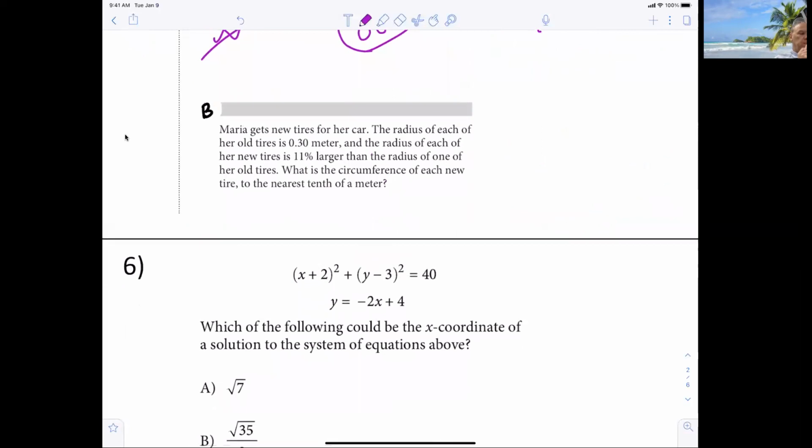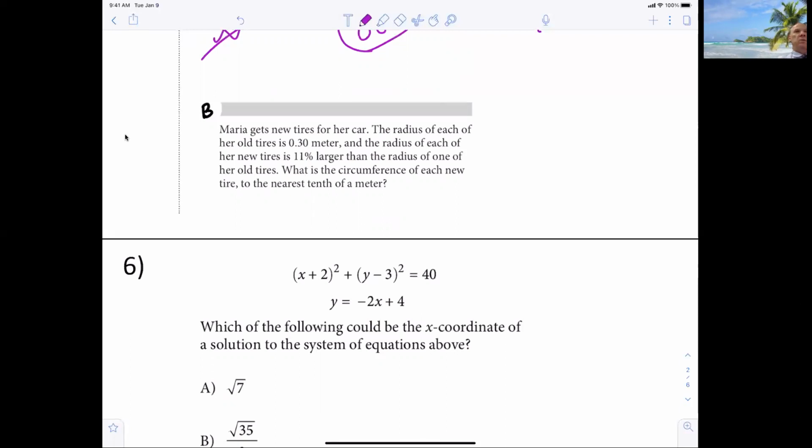So next, Maria gets new tires. The radius of each of her old tires is 0.3. The radius of each of her new tires is 11% longer than the radius of one of her old tires. What is the circumference of each new tire? Come on now. Some of you said I couldn't do A, so I couldn't do B. That doesn't make any sense.